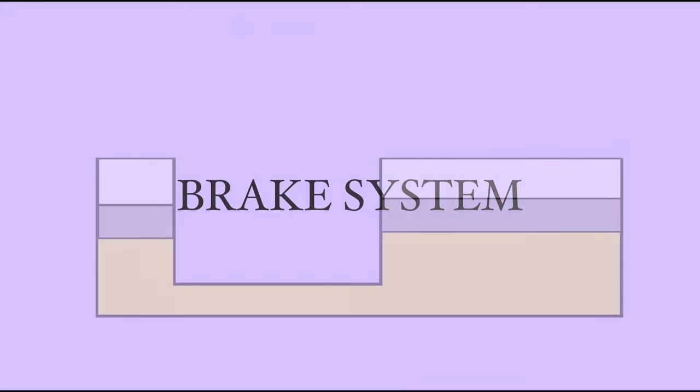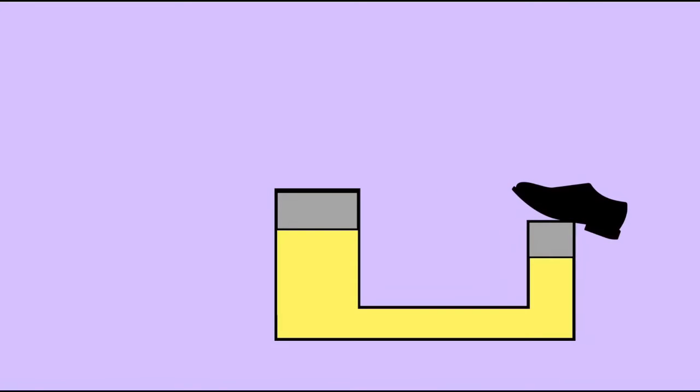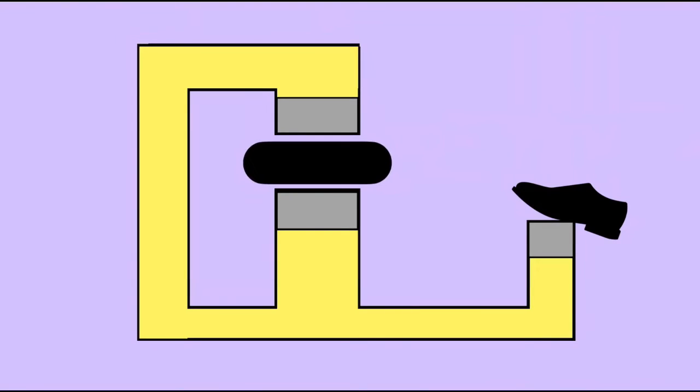Do you know the brake system uses Pascal's principle? Let me explain how it works. First of all, we need to do some modification to make it more suitable to become a brake system. So one part should be a brake pedal and the other should become a brake pad. We need to make it longer. So this is the brake system. Oh, and there's the tire.